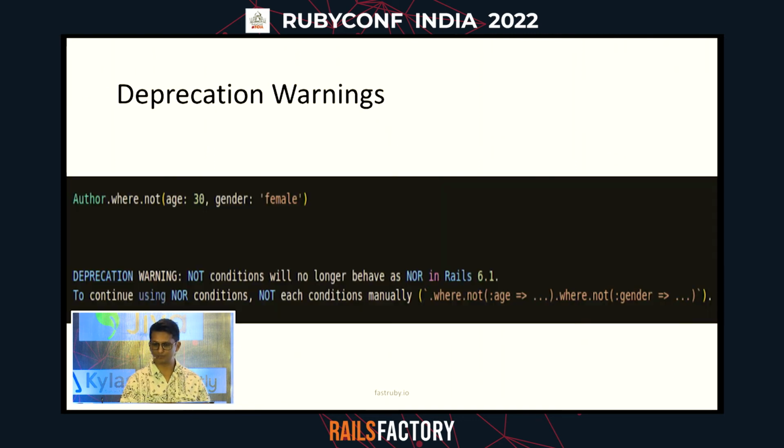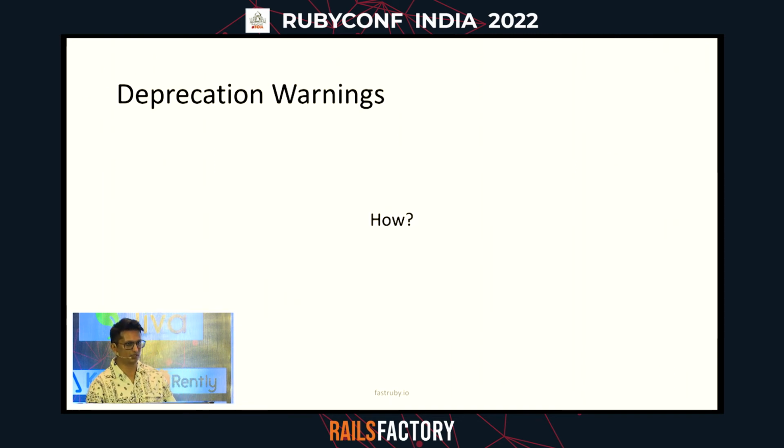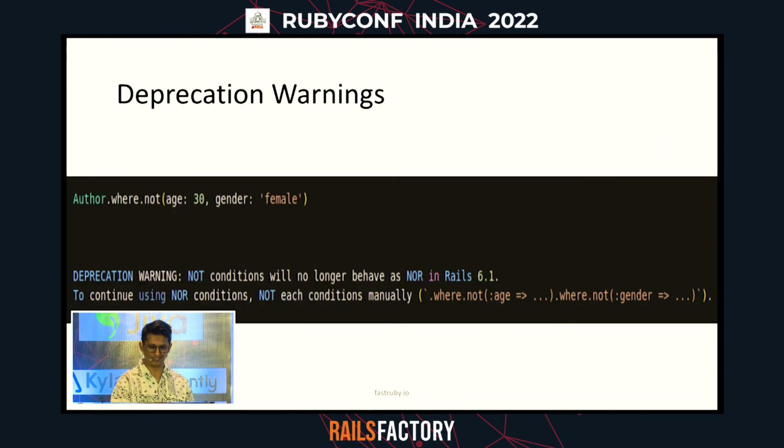The next question is, okay, now I know how to find them, so how do we fix them? Let's look at that warning again. It says, NOR conditions will no longer behave as NOR in Rails 6.1. To continue using NOR, NOT conditions have to be added manually. So the query here is author, where, and I'm doing a not parameter with the two different query parameters, right?